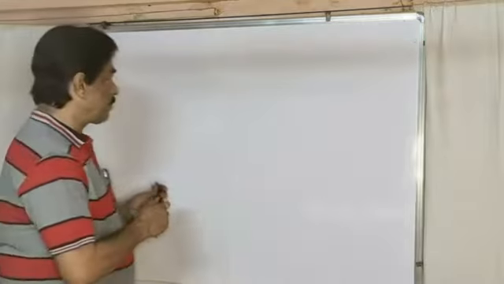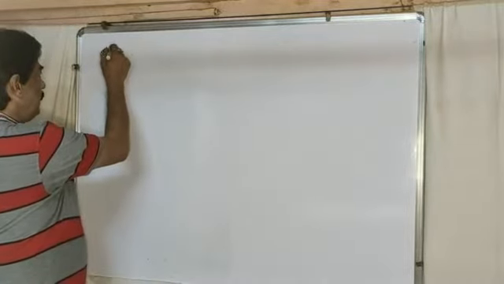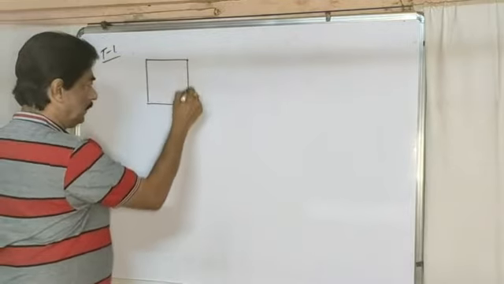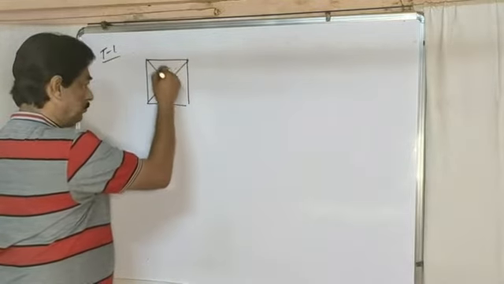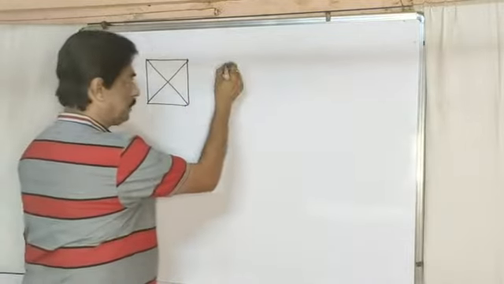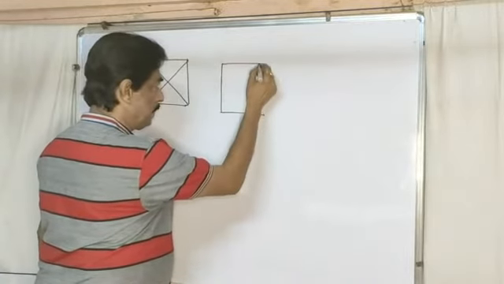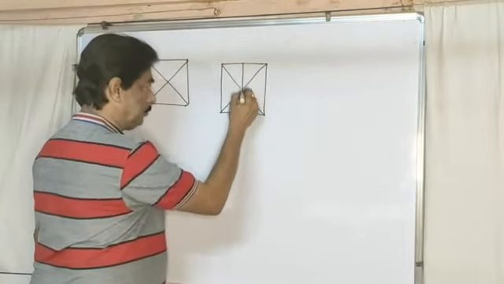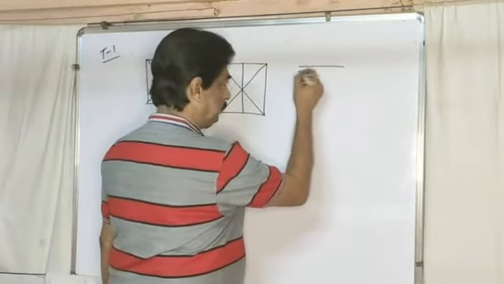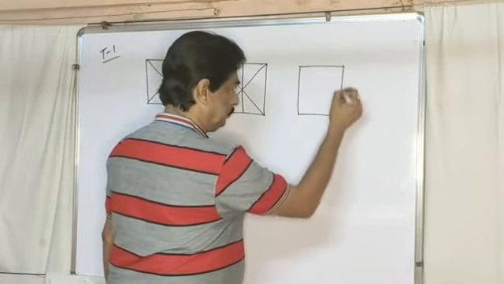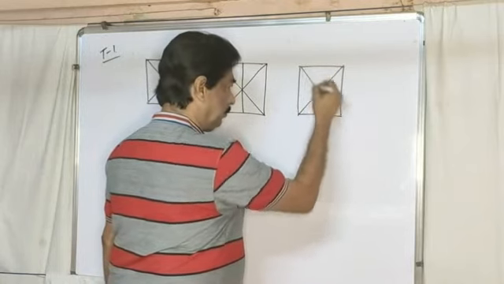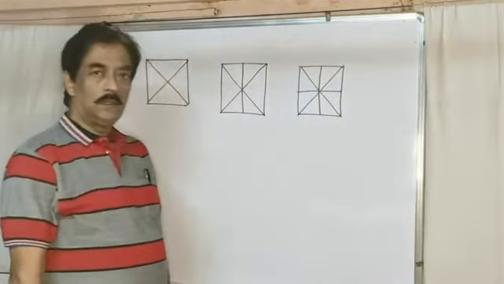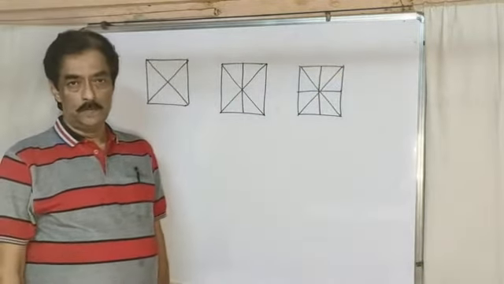Type 1. Let us consider this one figure. Figure number 2. This is your second figure. Figure number 3. This is your third figure. In all cases, you have to find out how many triangles are inside the figure.